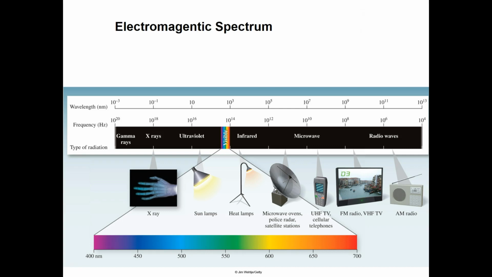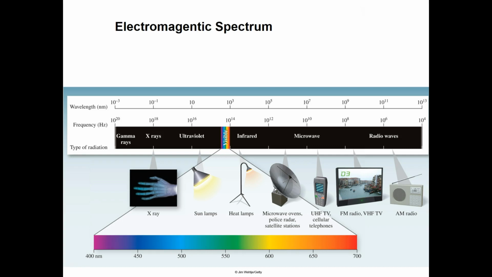And so if you look at the wavelength as we go from left to right, we're going from 10 to the minus 3 nanometers to 10 to the 13th nanometers. So now we're actually talking about meters in terms of length. And so as we go from left to right, the wavelength is increasing. If we look at the frequency going from left to right, we're going from 10 to the 20th hertz, or reciprocal seconds, down to 10 to the 4th hertz, or reciprocal seconds.